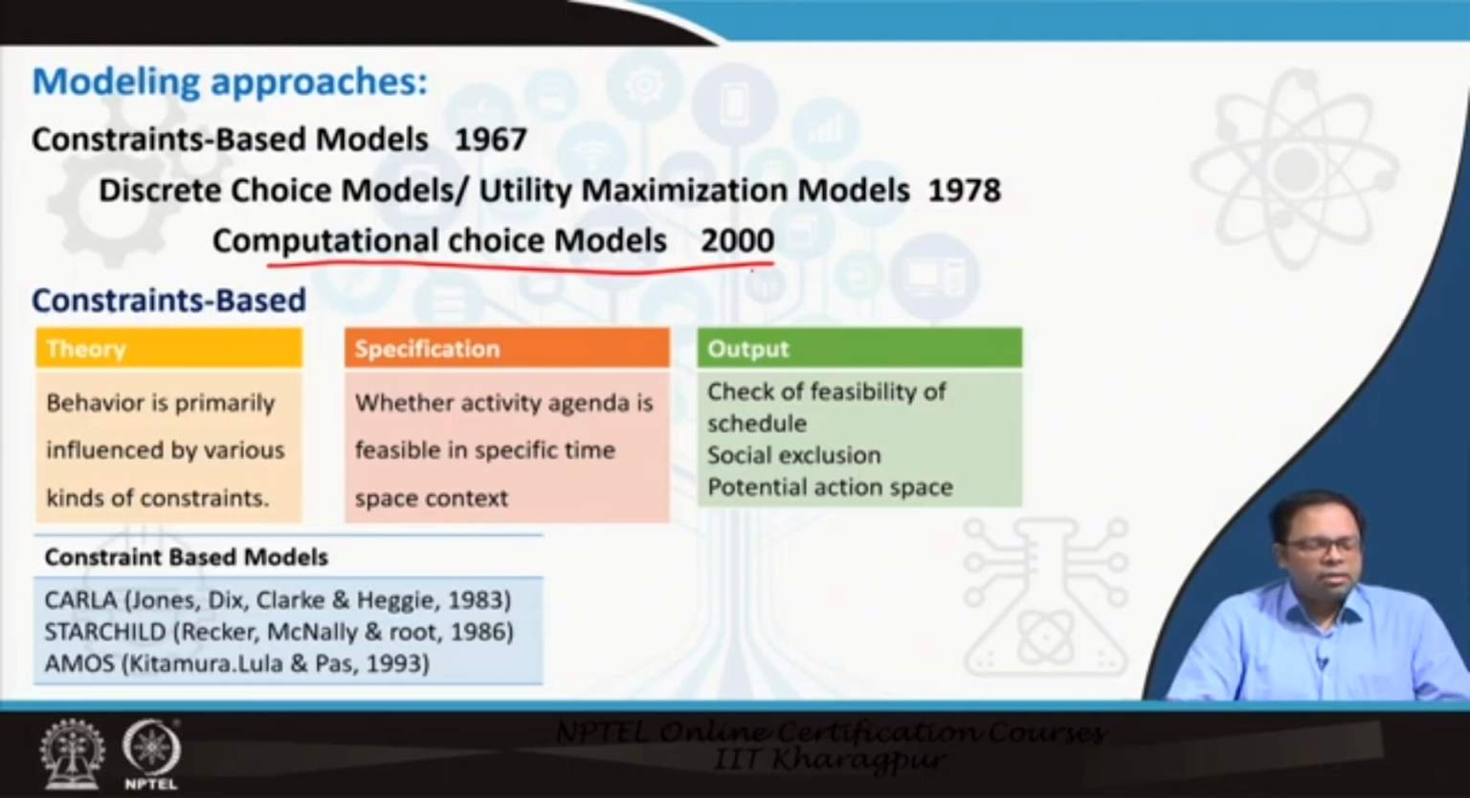In constraint based models, we say that behavior is primarily influenced by various kinds of constraints, and whether the activity agenda is feasible in a specific time and space is being checked. Finally, the output is a check of feasibility of schedule, social exclusion, and potential action space. Some of the early models in this regard were Carla, Starchild, and Amos. Amos was by Kitamura, and Starchild was by Recker, and you can see the timeline was around 83 to 93. This was the time period when this kind of model was developed. So these were used in some areas.